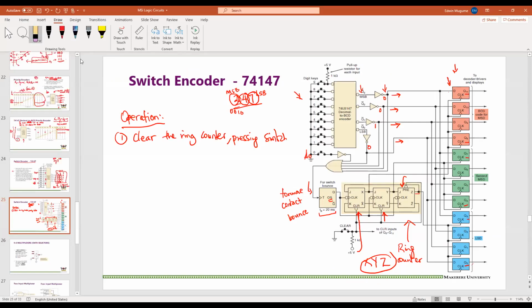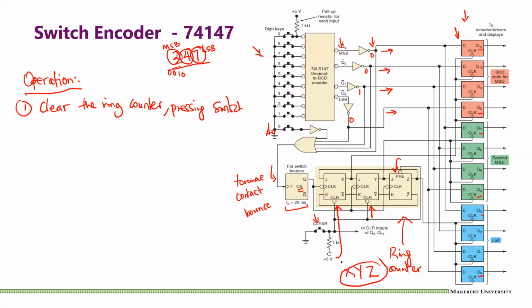Let me rub out this one. Yes, you can see that before we press this clear, we have a 1 going in here, a 1 going in there, and a 1 going into the preset. And so preset and clear are both active low, and so if you have a 1 going in, you have done nothing. So if we press this key, the clear switch, we have a 0 going in there, meaning we clear this, we clear that, but Z is preset.